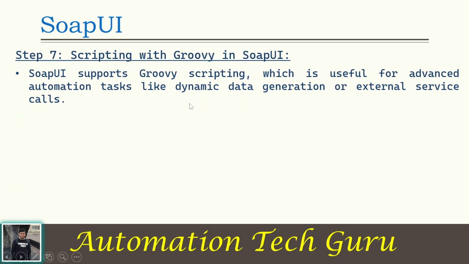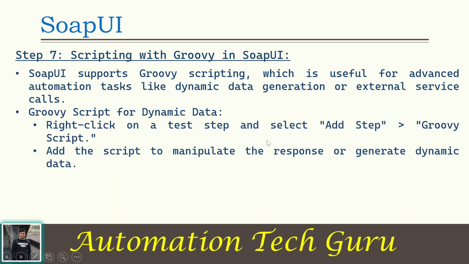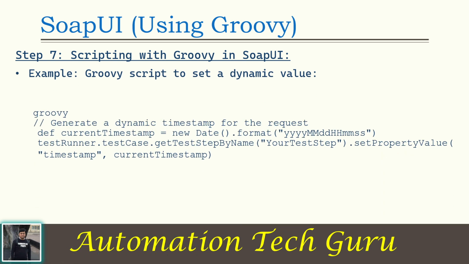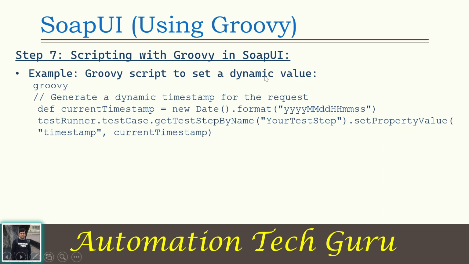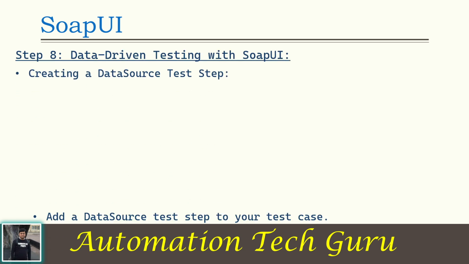Then for scripting, it supports Groovy scripting, which is useful for advanced automation tasks like dynamic data generation or external service call. So for that you can add step Groovy script, and then you can add this kind of script for the dynamic values. So if you want to use the Groovy script, you should know how to write the script. And for data driven, you can use the Excel or CSV file also as an external source, and you can extract the data using Groovy script, and you can use that in the request or response validation.